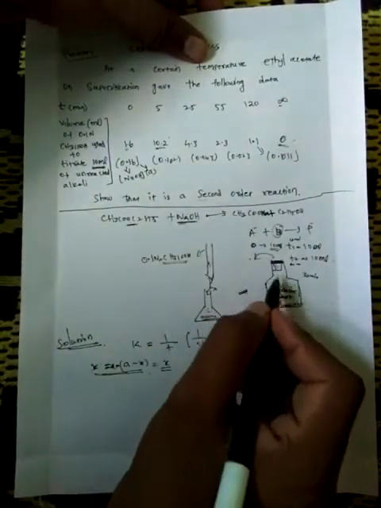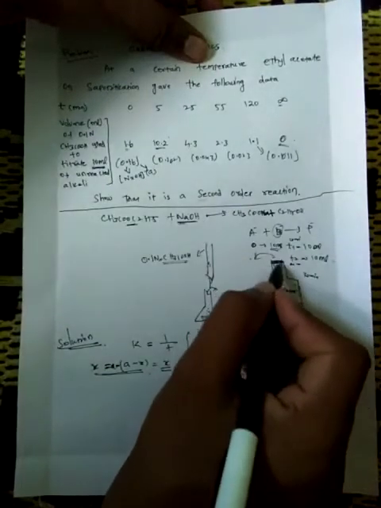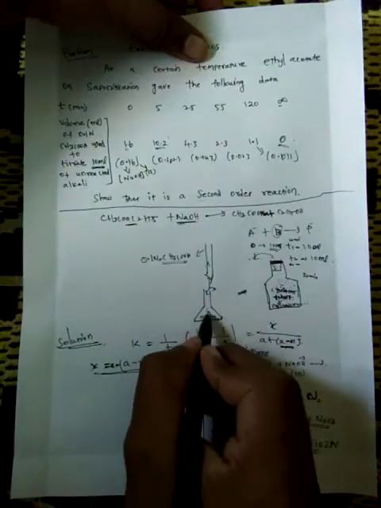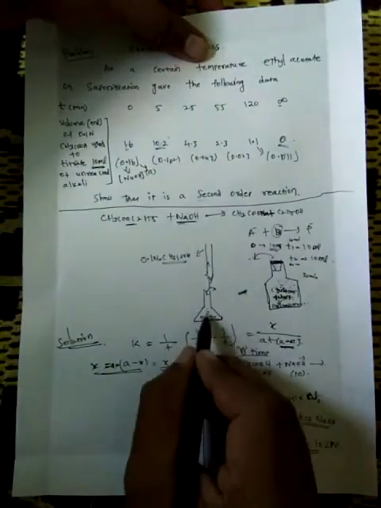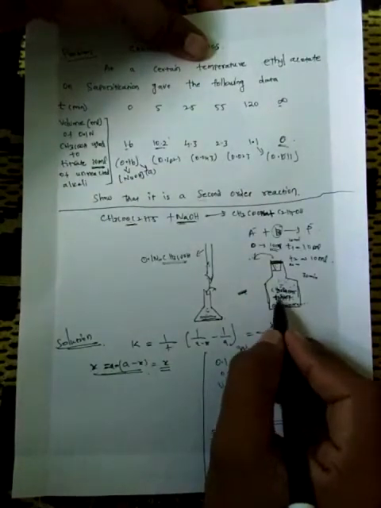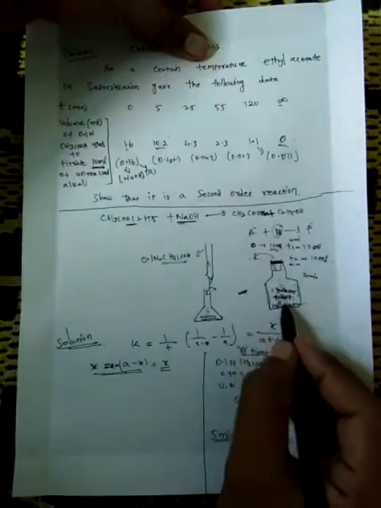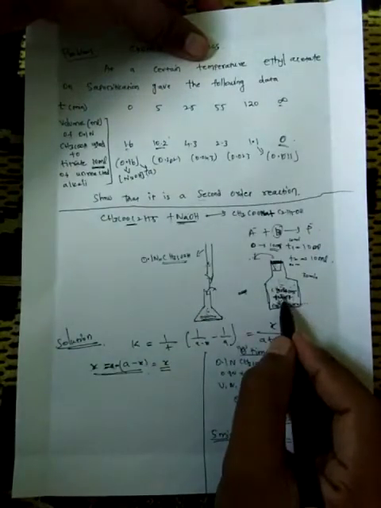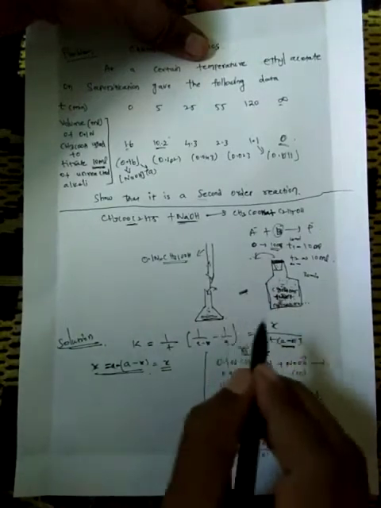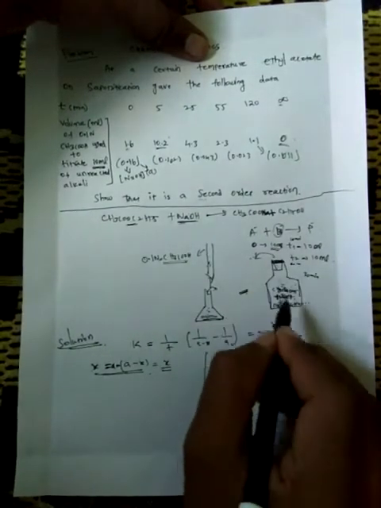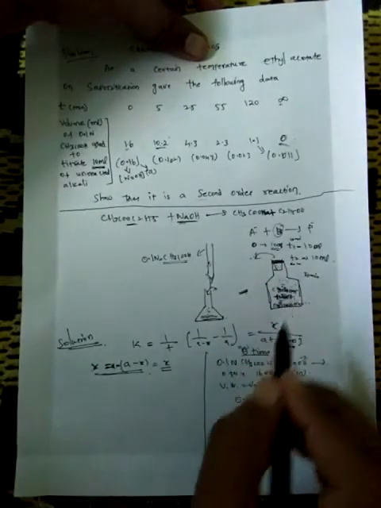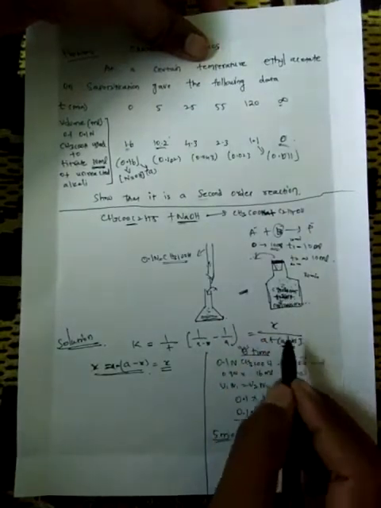So here I'm taking out 10 ml of the reaction mixture at zero time into a conical flask. I'll stop the reaction at zero time because I want to find out the amount of sodium hydroxide at zero time. If I allow the sodium hydroxide to react with the ester, the amount will decrease. At zero time I want to find out the amount of sodium hydroxide, so I should not allow it to react with the ester.